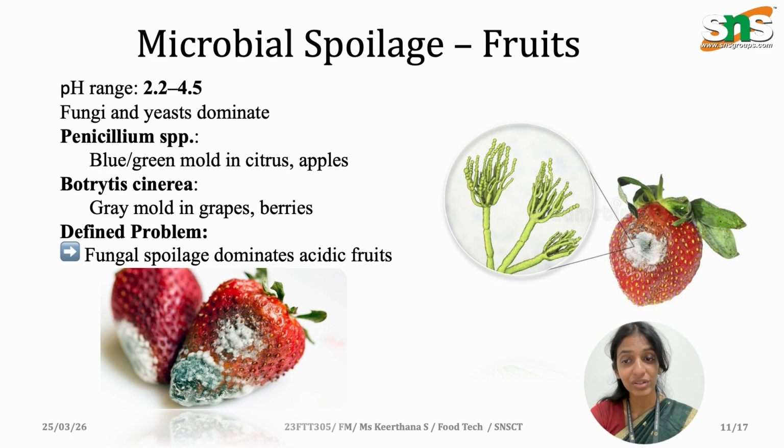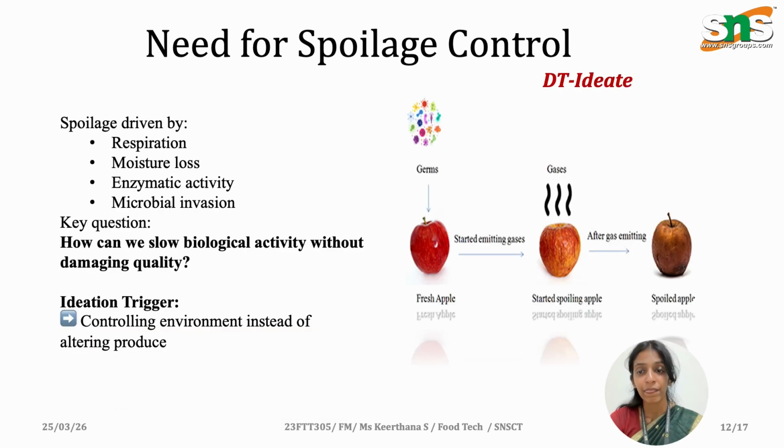In case of fruits and vegetables, we have fungal spoilage, which acts as a dominant source, as I explained in the last slide. As you can see in the image, this is how fungal spoilage occurs in case of fruits. Need for spoilage control. To control the spoilage, refrigeration is one technique where 0 to 5 degrees Celsius slows down the respiration and the microbes.